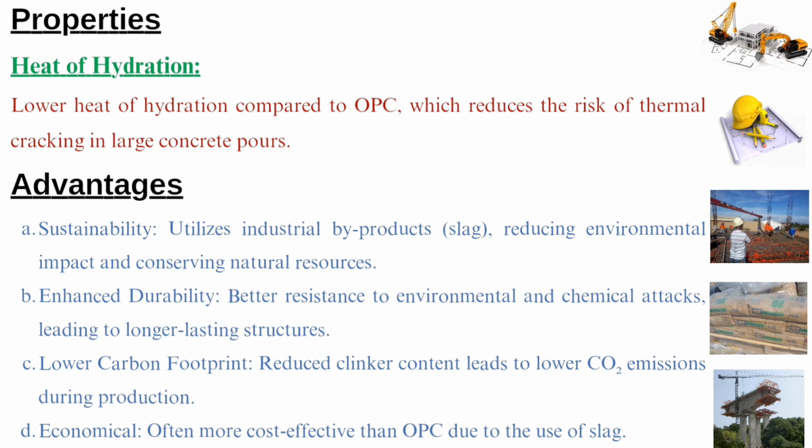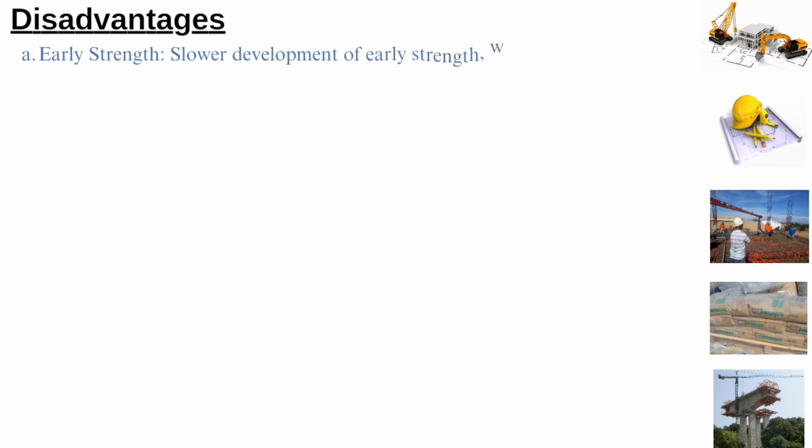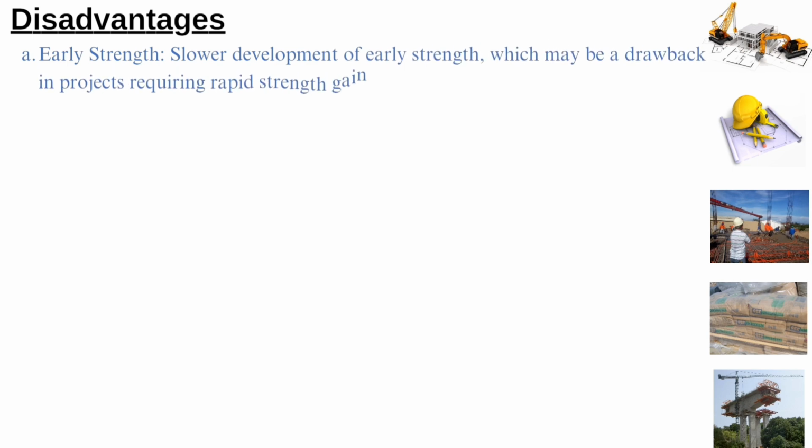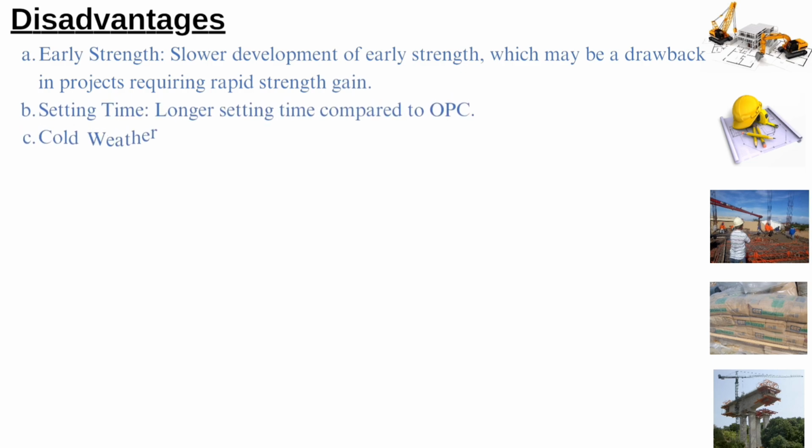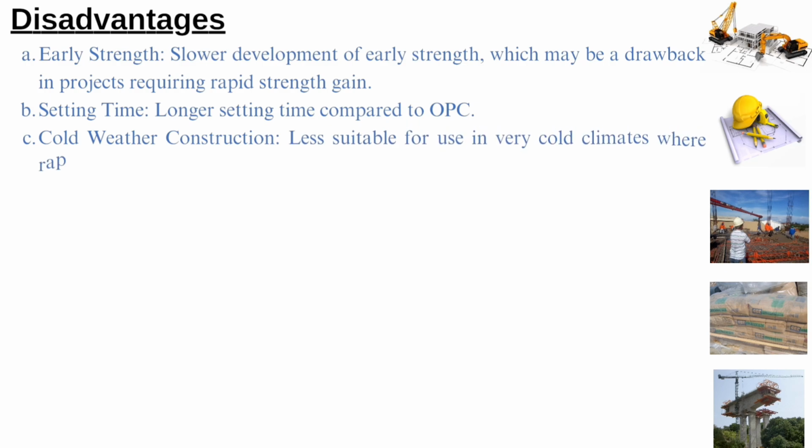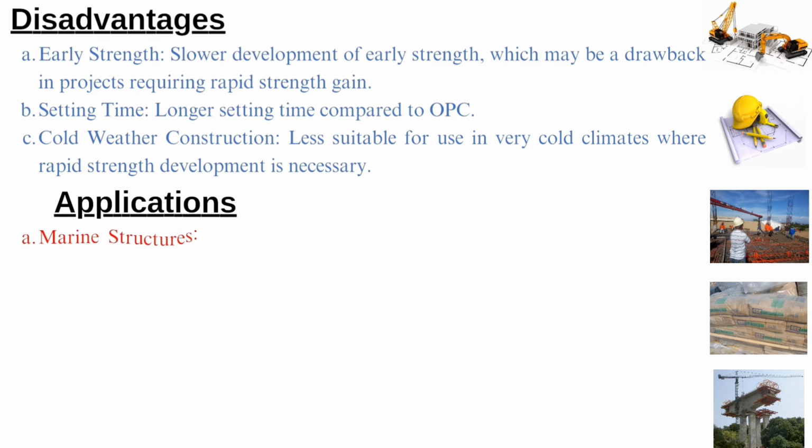Then disadvantages. The early strength. The slower development of early strength, which may be a drawback in projects requiring rapid strength gain. So those projects which require rapid strength gain, they should not use Portland slag cement. Setting time. The longer setting time as compared to OPC. Cold weather construction. So it is less suitable for use in very cold climates where rapid strength development is necessary.